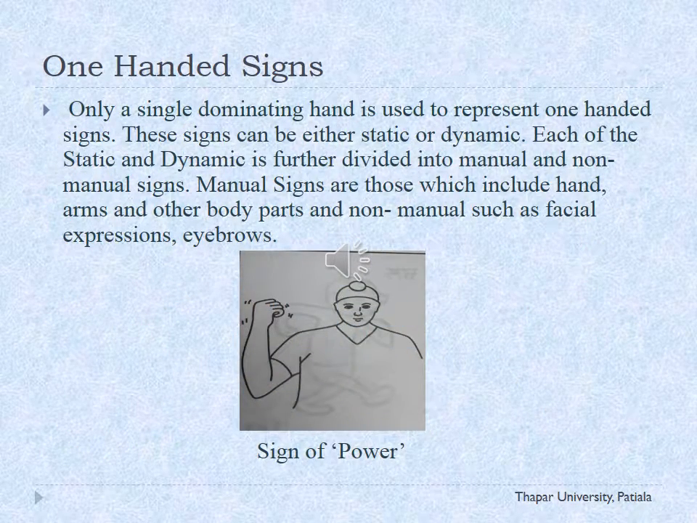So what is a one-handed sign? A one-handed sign uses only a single hand, the dominant hand, which is the right hand, for representation of the sign. These are either static or dynamic. Each of these, static and dynamic, is further divided into manual and non-manual signs. Manual signs include hands, arms, and other body parts, whereas non-manual signs include facial expression, eyebrows, lips, etc.